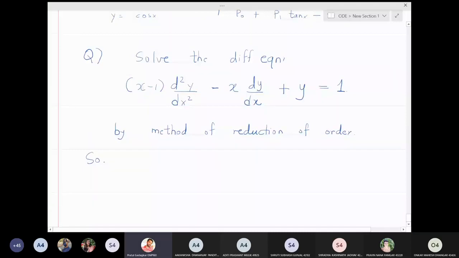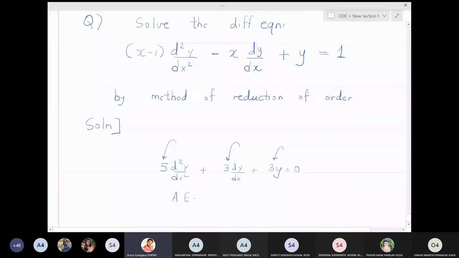this differential equation has coefficients of the derivatives that are not constants, they are variable functions, right? Initially, the differential equations we used to take in the earlier part were something like 5 d2y by dx square plus 3 dy by dx. So these were differential equations with constant coefficients. And therefore, you could quickly write the auxiliary equation as 5m square plus 3m plus 3 equal to 0 and so on.